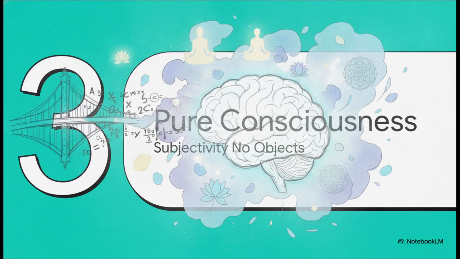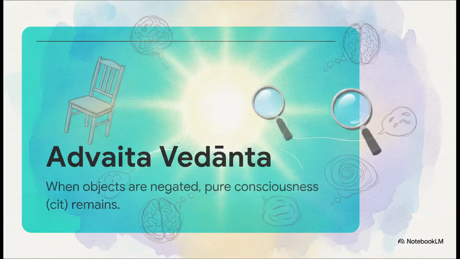Next up, section 3, pure consciousness without objects. Now we're going to cross the bridge from formal mathematics straight into the human mind. This is our first major step into Eastern philosophy with Advaita Vedānta. This is the perspective that when all objects of experience are negated, just totally stripped away, what remains is pure consciousness, or sit. Now, pay really close attention to what counts as an object here because it's wild.